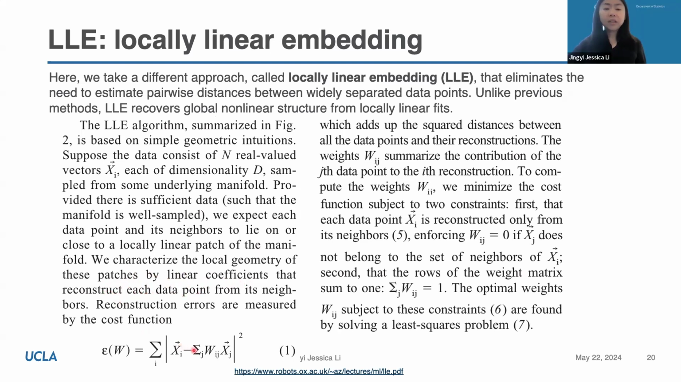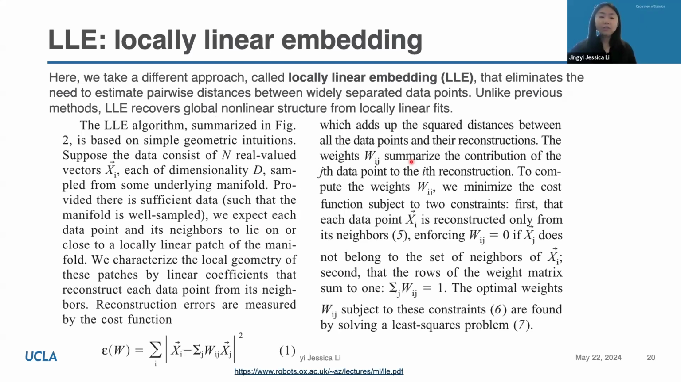This is it. So we're trying to take the neighbors J of I, to find the weights Wij, which are the linear weights or coefficients to construct Xi from these Xj's. Reconstruction errors are measured by the cost function. This is the objective function, the cost function for linear regression, which adds up the squared distances between all the data points and their reconstructions. The weights Wij summarize the contribution of the jth data point to the ith reconstruction.